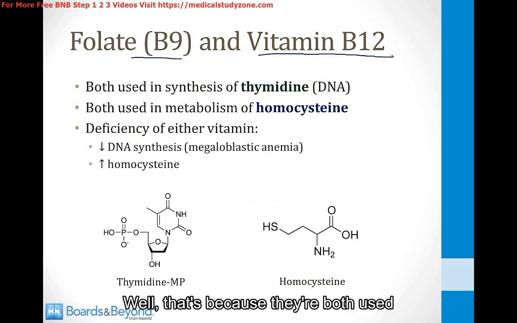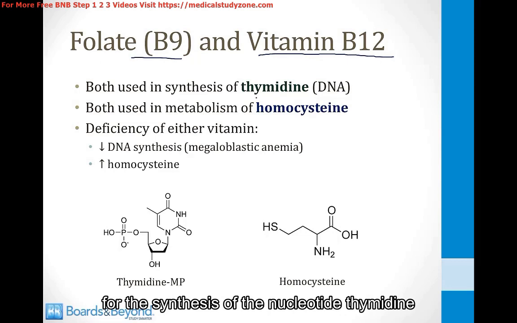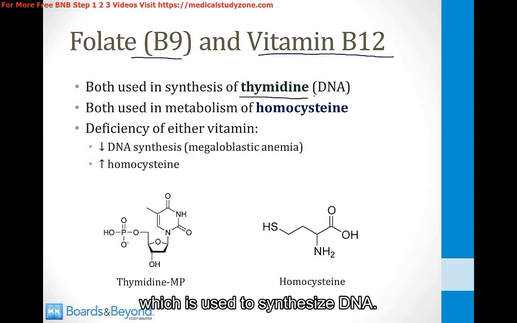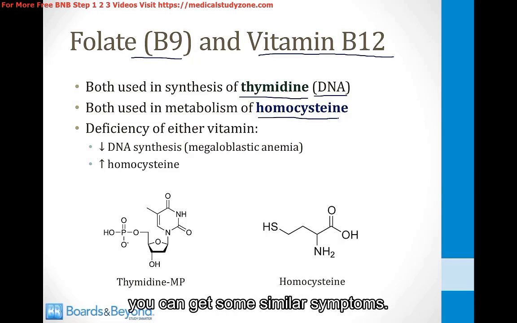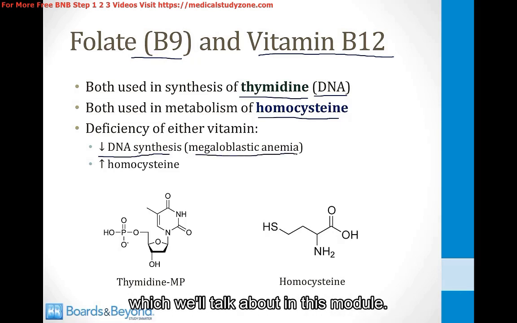Well, that's because they're both used for the synthesis of the nucleotide thymidine, which is used to synthesize DNA, and they are also both used in the metabolism of homocysteine. This means that if you're deficient in either vitamin, you can get some similar symptoms. If you're deficient in either vitamin, you will have less DNA synthesis because you cannot form thymidine. This leads to a megaloblastic anemia, which we'll talk about in this module.